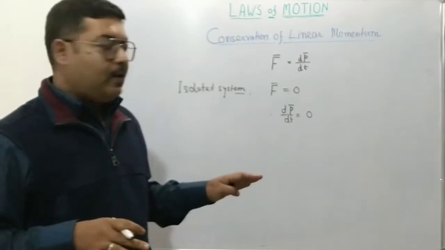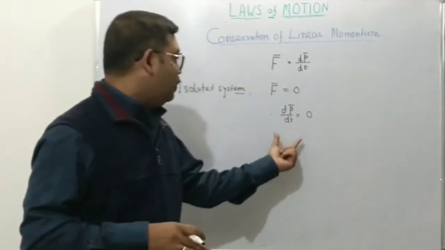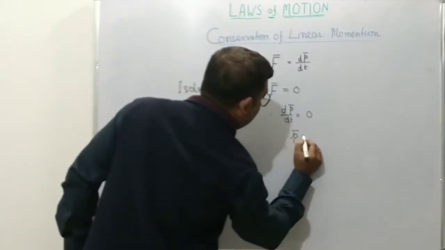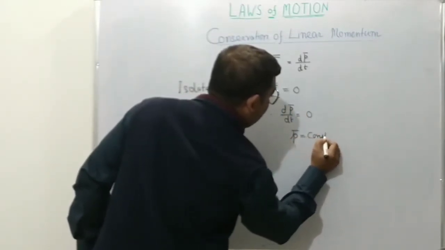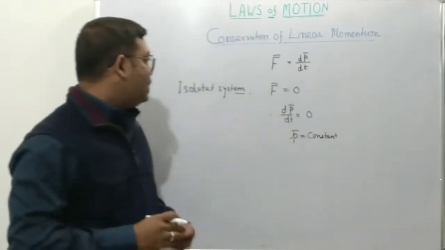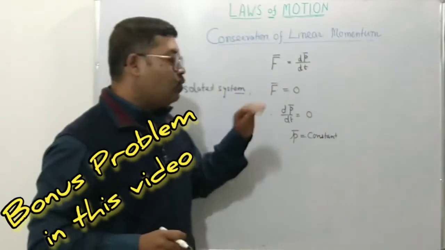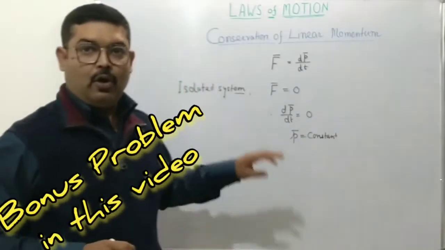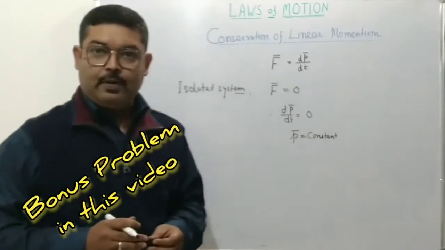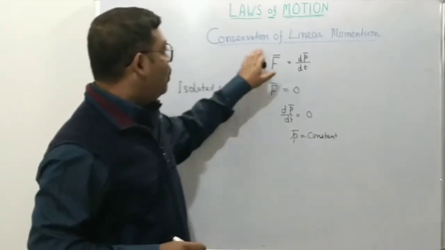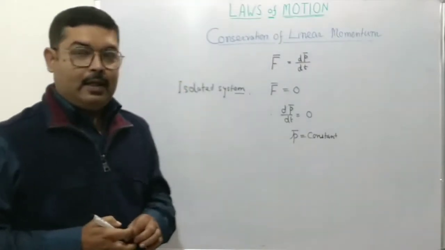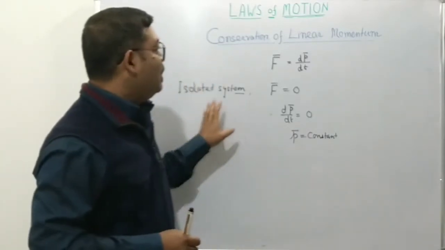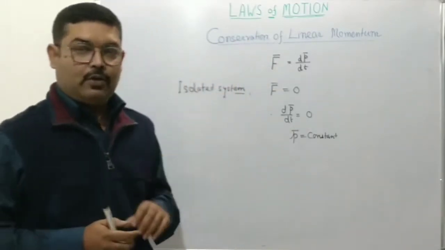But by our understanding of differential calculus, we know that this can be true if P equals constant, which means in an isolated system, or in a system where there is no net external force, the momentum is not going to change, or the net momentum is going to be conserved. This is known as the law of conservation of linear momentum, that the net linear momentum of an isolated system remains conserved. It doesn't change at all.